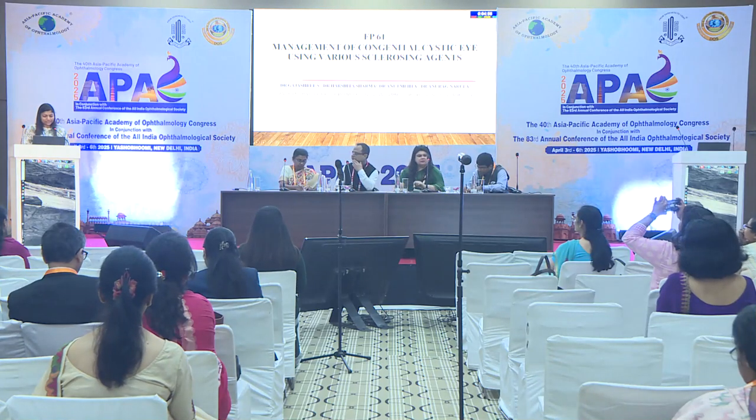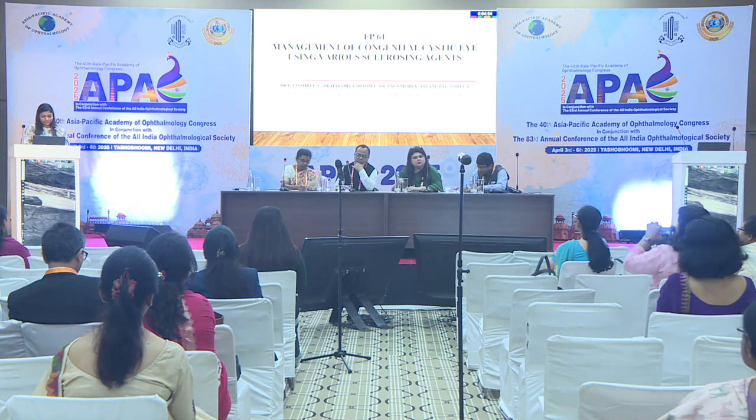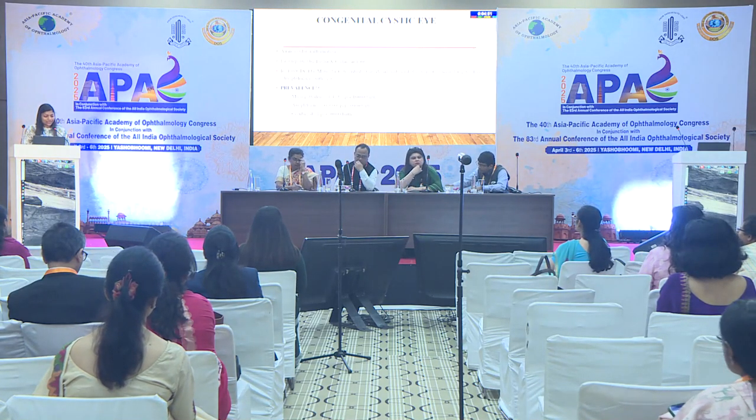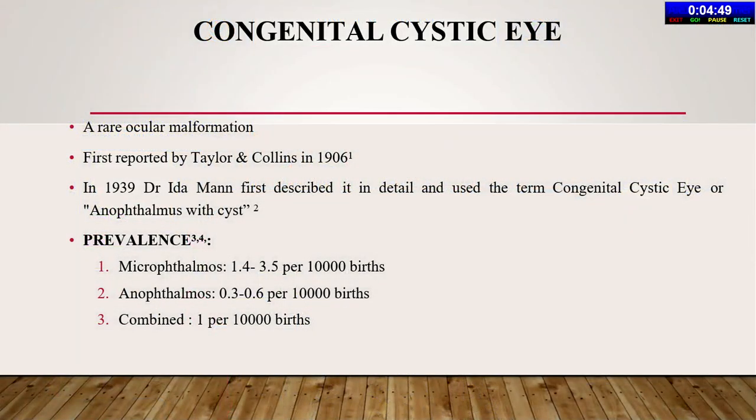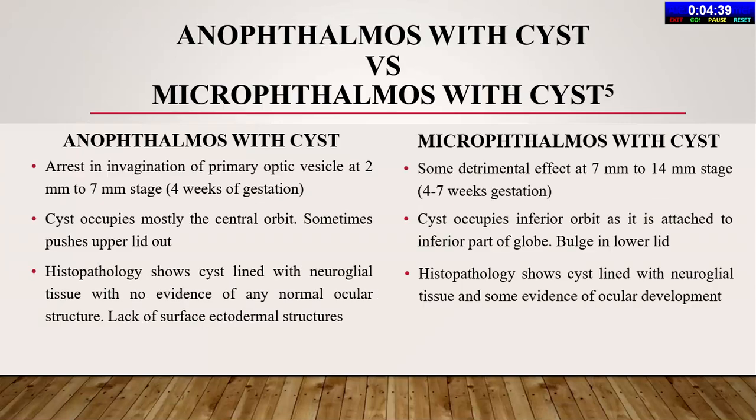My topic for today's discussion is management of congenital cystic eye using various sclerosing agents. It's a rare ocular malformation first reported by Taylor and Collis in 1906. In 1939, Edmund was the first to coin the term congenital cystic eye or anophthalmos with cyst. It can be microphthalmos, anophthalmos, or combined.